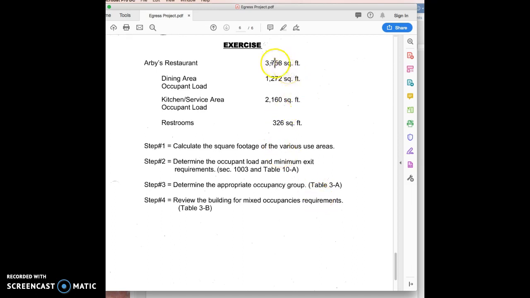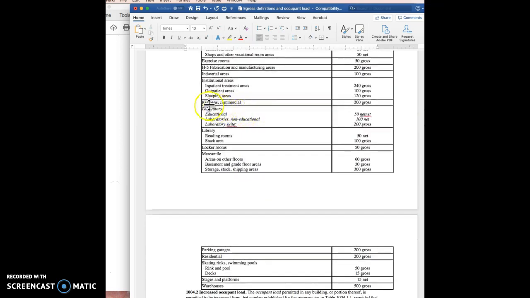So the total of the square footage, they did some of the math for you, is 3,758. The dining area is 1,272, so we're going to divide that by 15 because there's tables and chairs. That gives us 85. We're going to divide the 2,160 square feet of the kitchen by 200 because right here it says commercial kitchens, 200 gross. So that means all of the area, we don't cut off certain parts. That includes the refrigerator and everything, 200 gross for the kitchen.